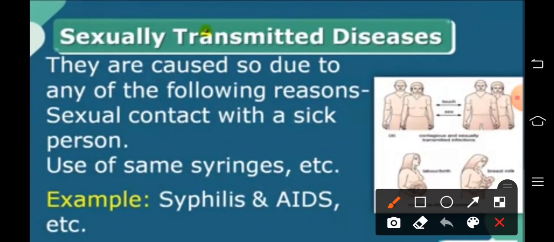Sexually transmitted diseases are caused due to any of the following reasons. They are sexual contact based diseases, and due to the use of the same syringe they can spread. Example, syphilis, AIDS, etc. So they can be transferred through sexual contact or blood transfusion. Majorly, sexually transmitted disease is due to sexual contact.